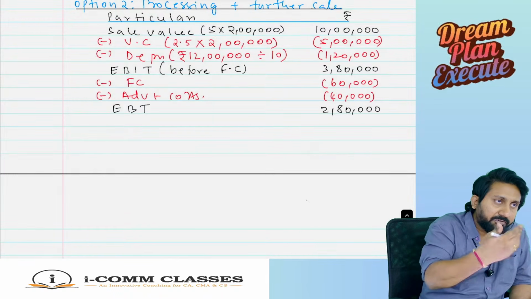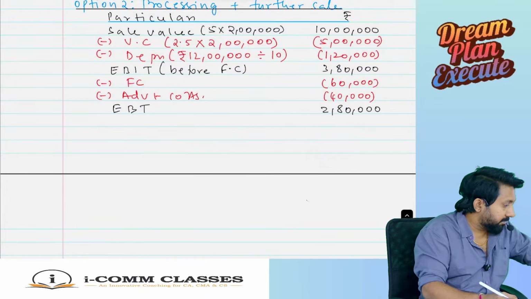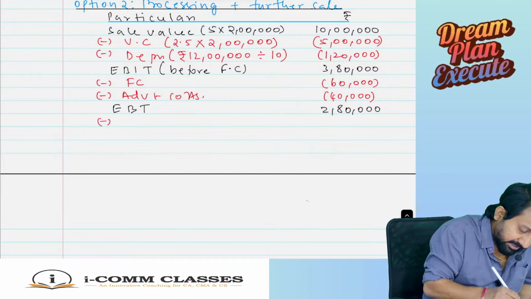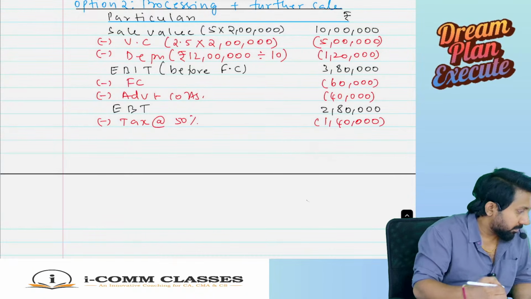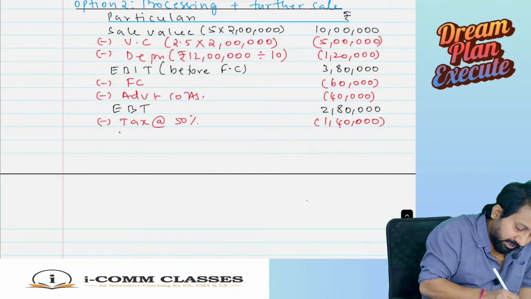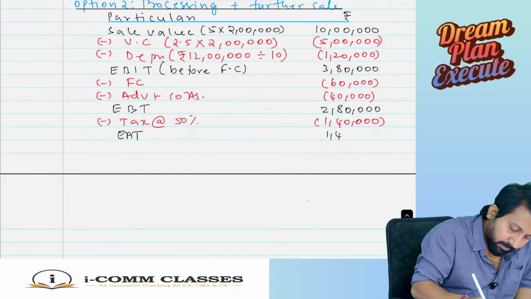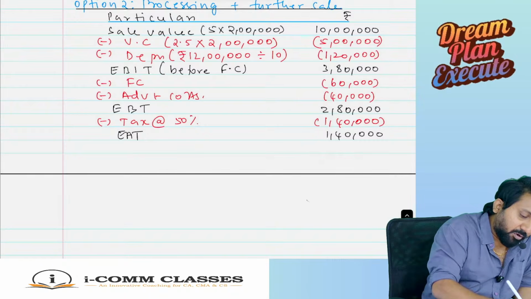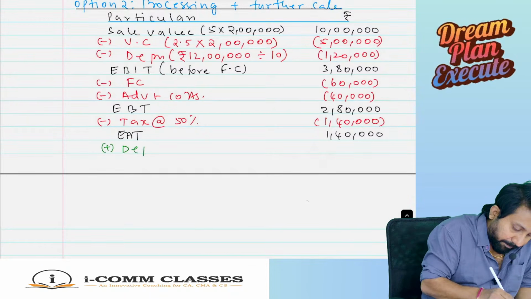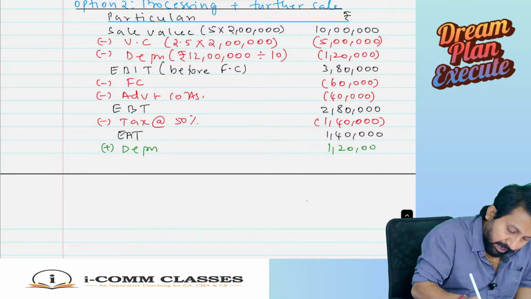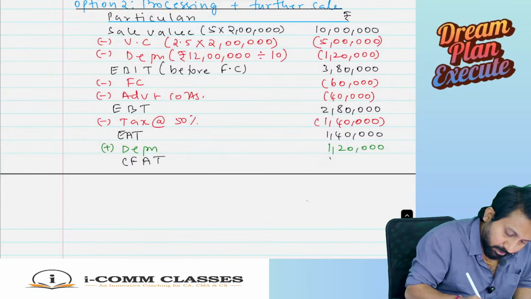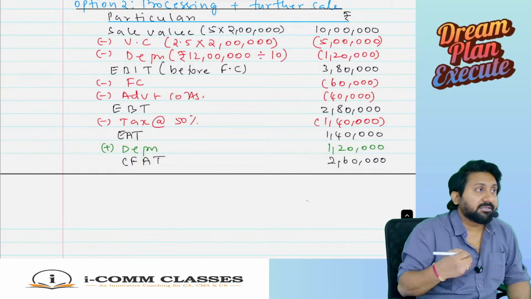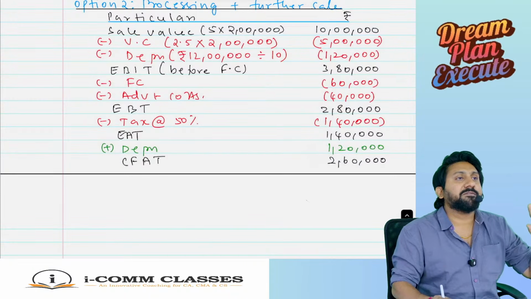After EBT, what we need to do? Minus what should come? Tax. Minus tax. At the rate of how much percent? 50%. Tell the answer for the tax how much? 1,40,000. What is the EAT computation value? 1,40,000. For this, what we need to add back? Depreciation. How much? 1,20,000. What is the cash flow after tax? 2 lakh. Very, very important adjustment will come now.